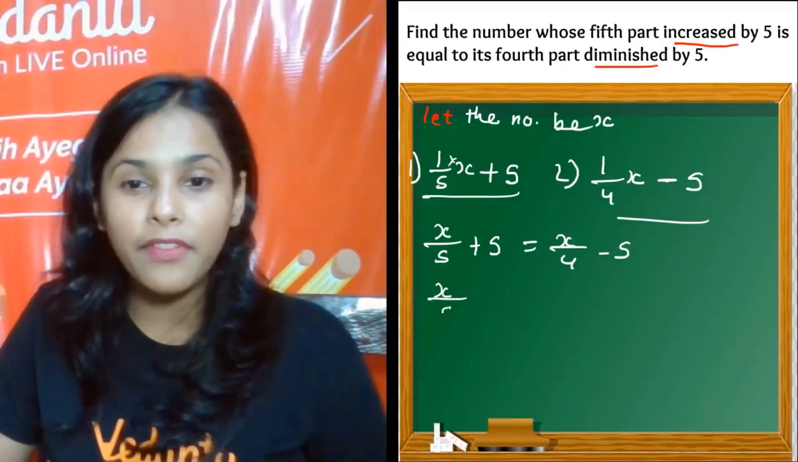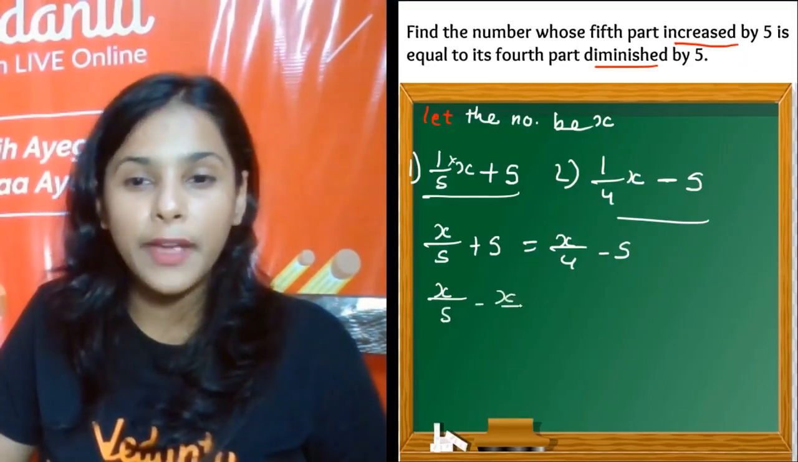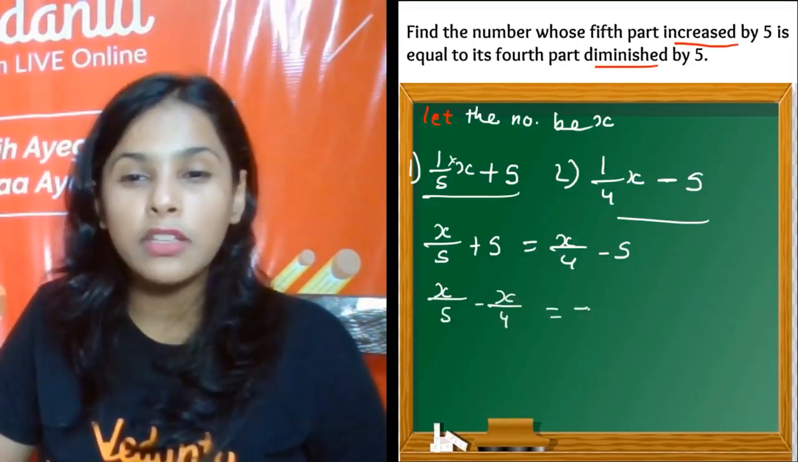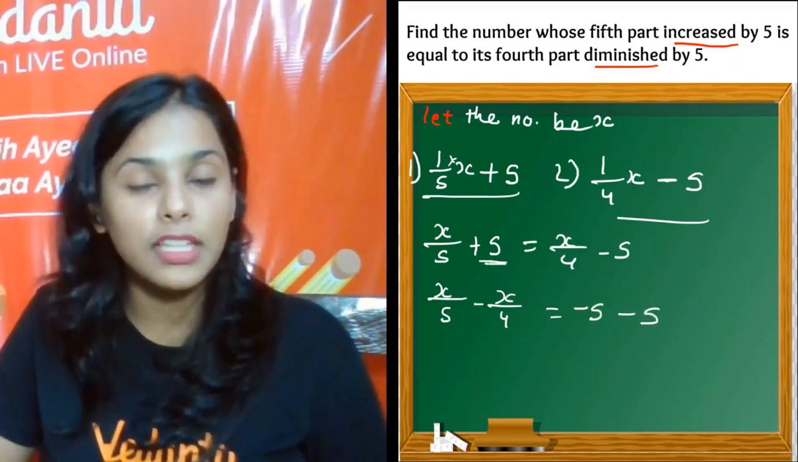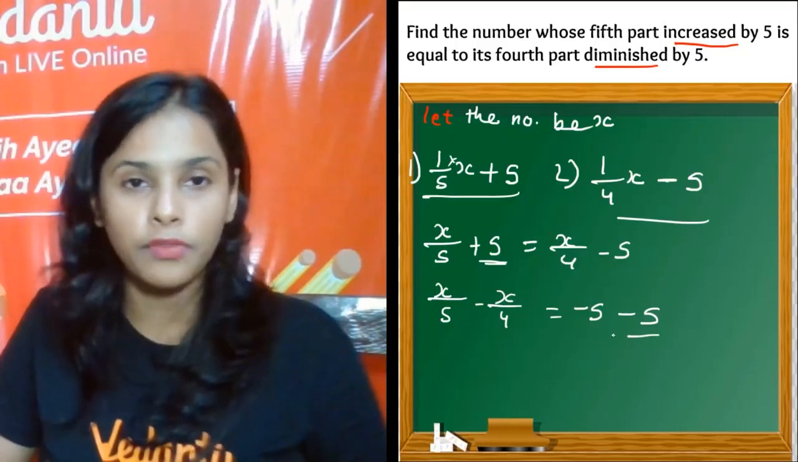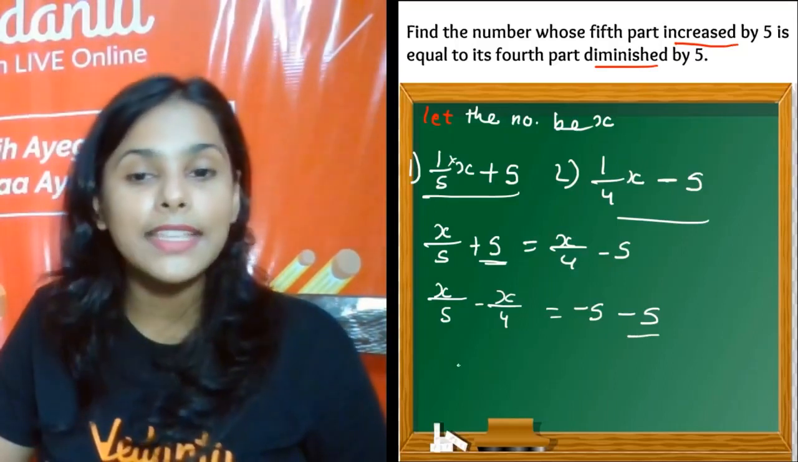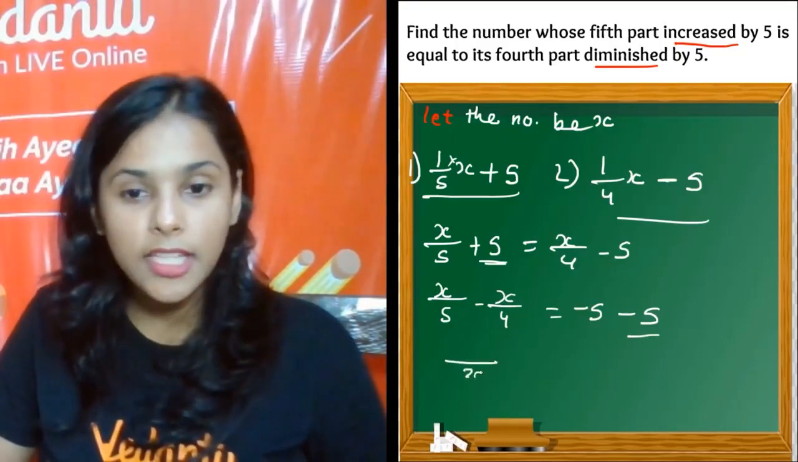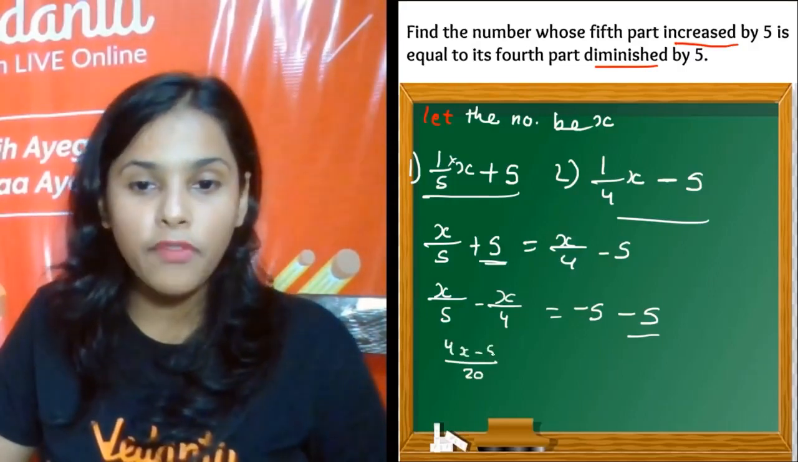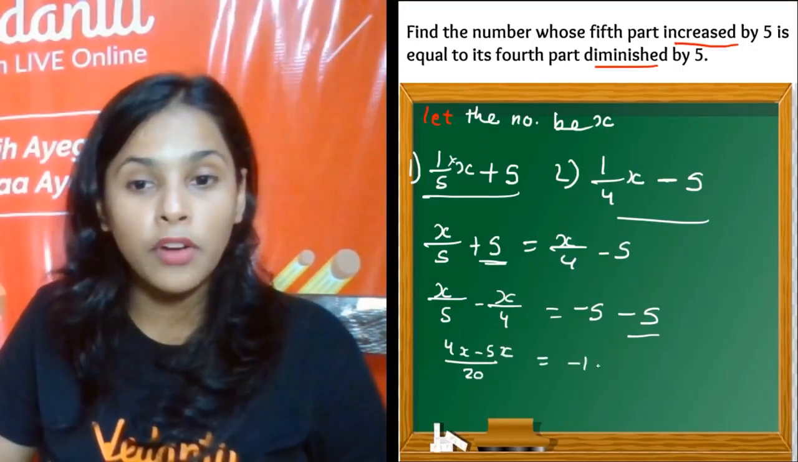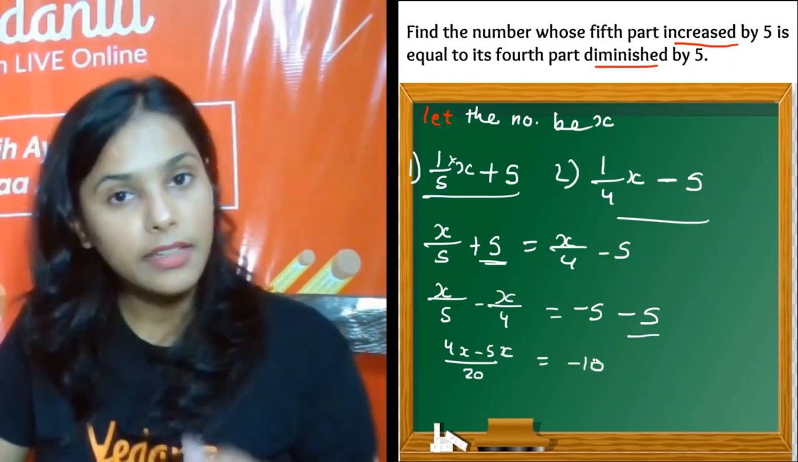So x by 5 minus x by 4 is equal to minus 5 minus 5. Taking this 5, transposing this 5 to the RHS, so minus 5. Okay. Now taking LCM, 20 is the LCM of 5 and 4, right? So 4x minus 5x is equal to minus 10. ठीक है, यहाँ तक क्लियर है.